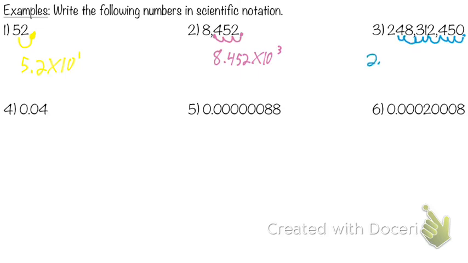So we want it to be 2.4831245. I actually don't need to put the 0. I'll tell you why in a moment. Times 10 to the 8th. Is it wrong to do? In science class, they might count it wrong. In math, I'm okay with it, but in science, they might count that wrong. So here's the reason why I don't need to put the 0.